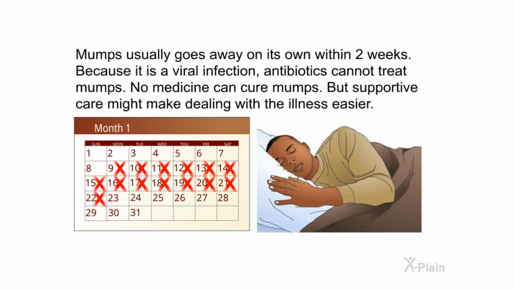Treatment. Mumps usually goes away on its own within 2 weeks. Because it is a viral infection, antibiotics cannot treat mumps. No medicine can cure mumps, but supportive care might make dealing with the illness easier.